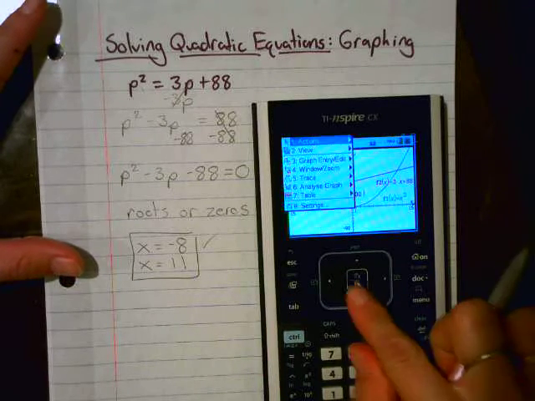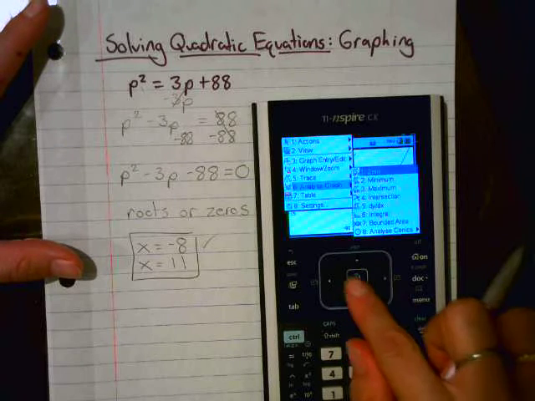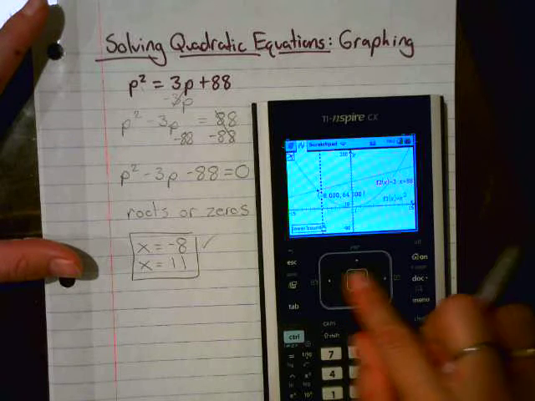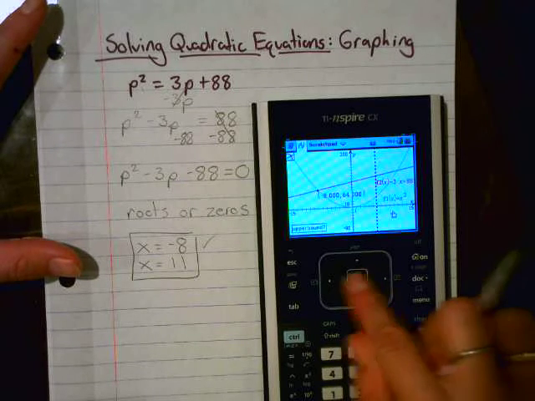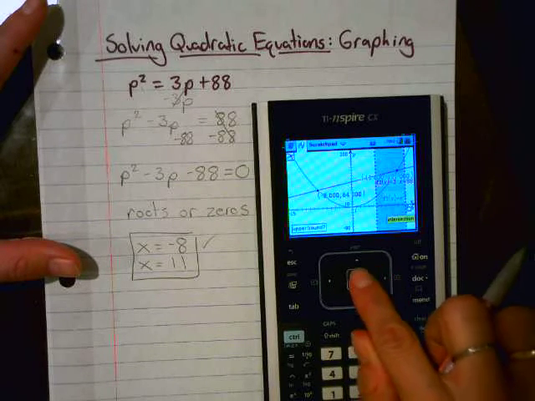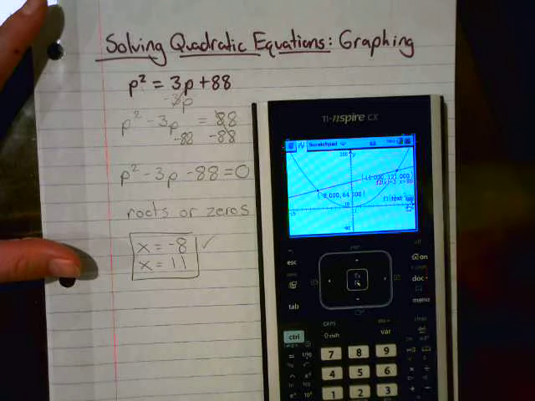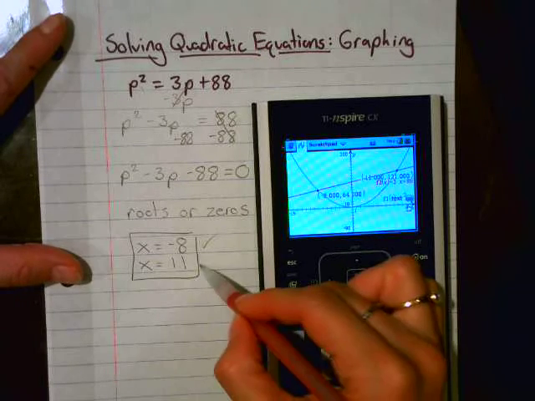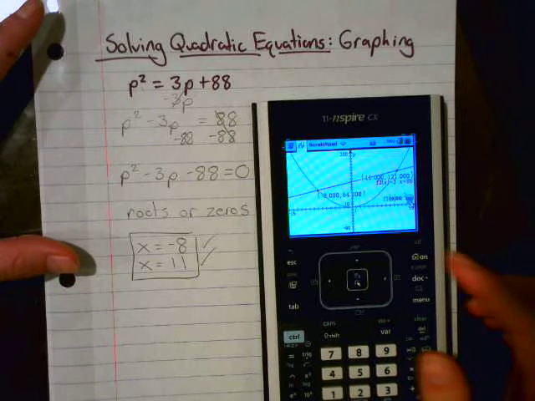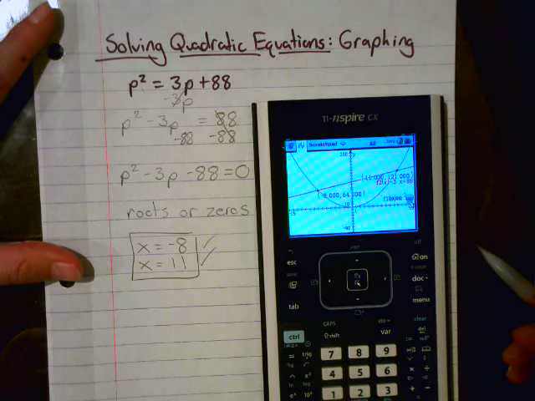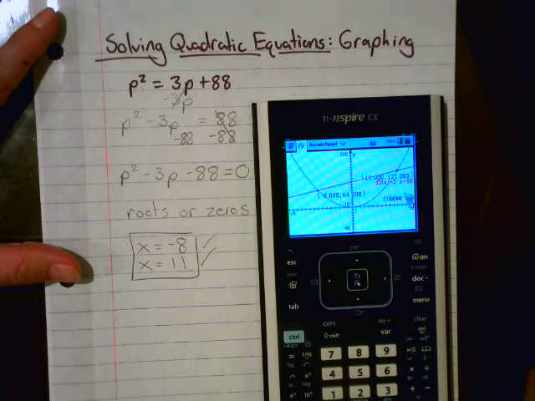Let's go over to the other side. Find the intersection again. Let's see if this one gives us 11. Click, and to the right, click, and there we go. We get 11 as our x coordinate. So either way, we should get the same solution. You don't need to use both strategies, whichever one you feel like is the most efficient and the best.